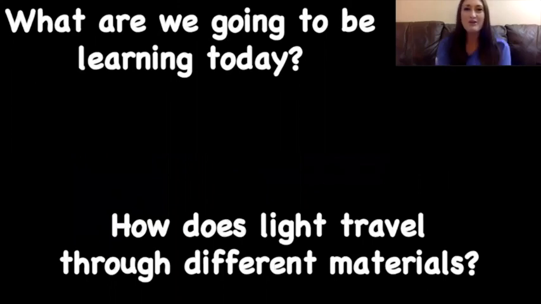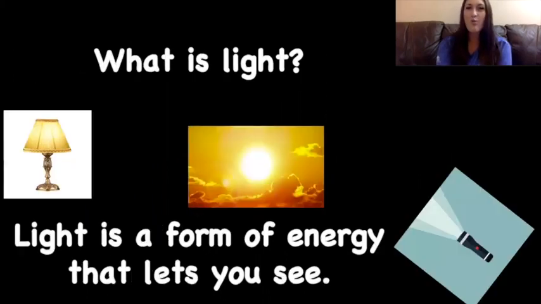So what are we going to be learning today? We're going to be answering the question of how does light travel through different materials? So to start, what is light? Light is a form of energy that lets you see. So what are some things that help you see? A lamp is a great source of light inside our homes. When it's dark, we might use a flashlight to help us see where we're going so we don't trip and fall. And the sun is a great natural resource. It gives off light during the daytime and it helps us see.